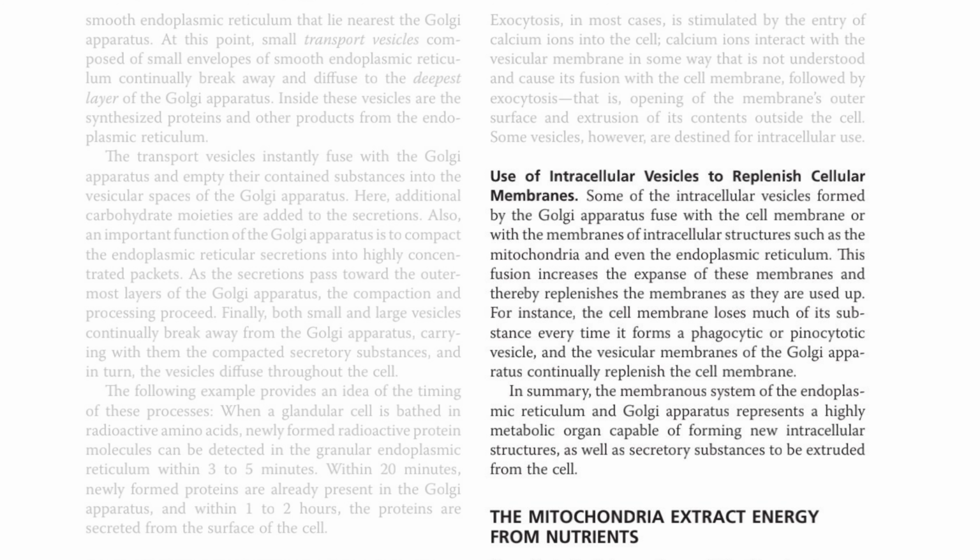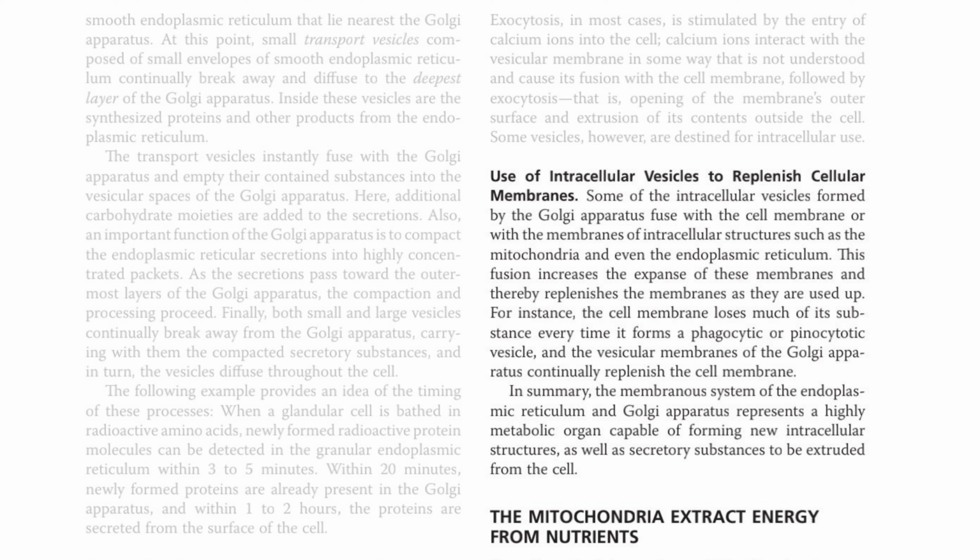Use of intracellular vesicles to replenish cellular membranes. Some of the intracellular vesicles formed by the Golgi apparatus fuse with the cell membrane or with the membranes of intracellular structures such as the mitochondria and even the endoplasmic reticulum. This fusion increases the expanse of these membranes and thereby replenishes the membranes as they are used up. For instance, the cell membrane loses much of its substance every time it forms a phagocytic or pinocytotic vesicle, and the vesicular membranes of the Golgi apparatus continually replenish the cell membrane.